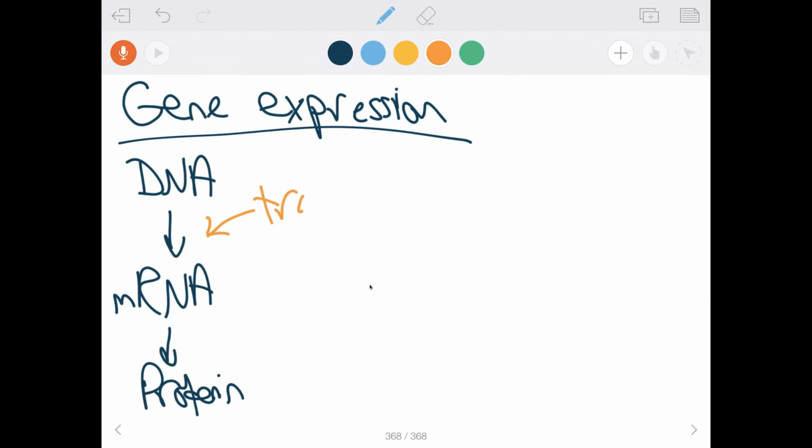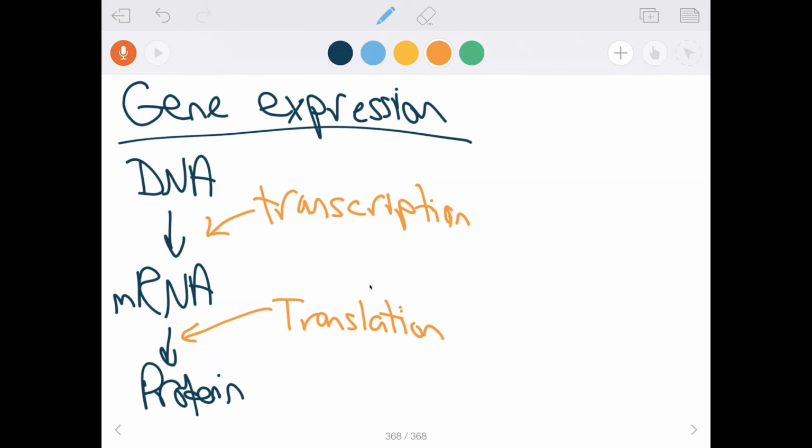You have to have transcription between DNA and RNA. So you transcribe DNA into an mRNA copy, and then you have mRNA, and it undergoes translation to make up a functional protein. So this is to express genes.